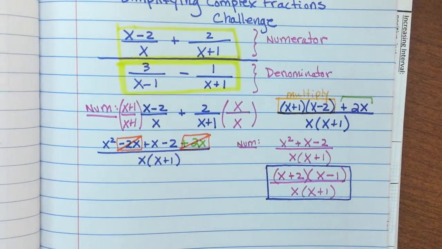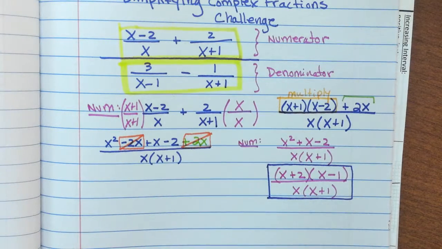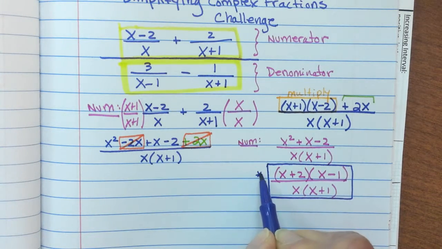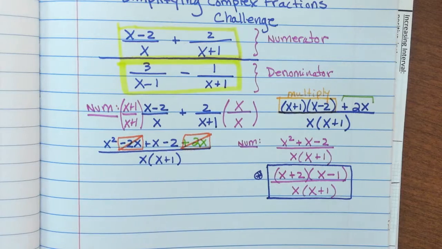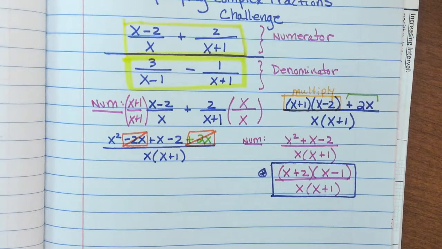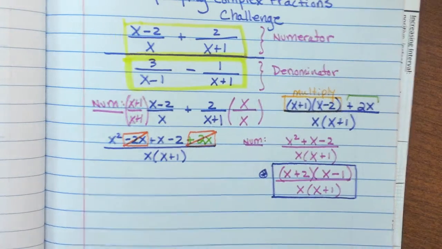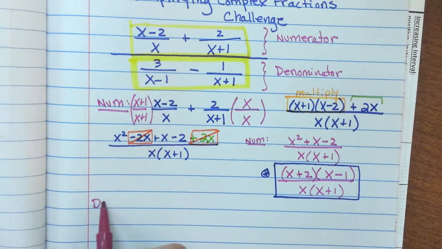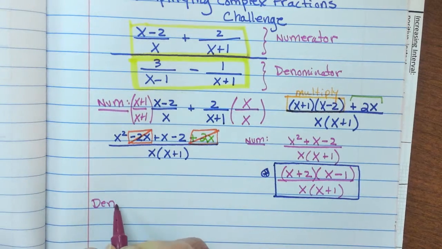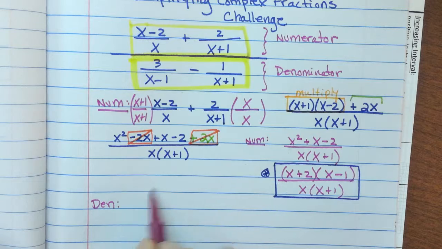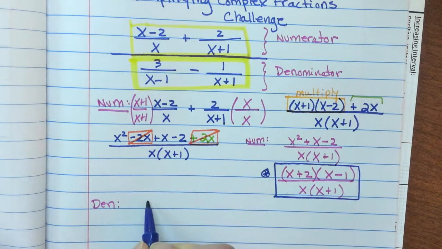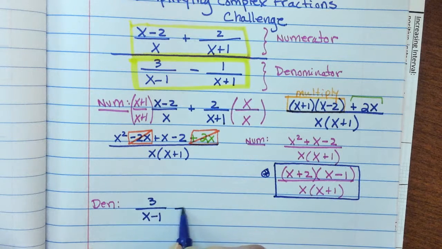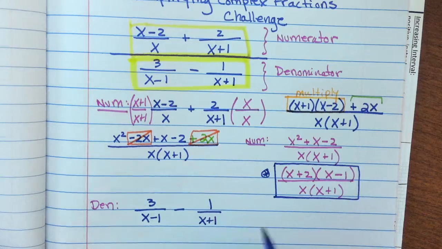Okay, so now I'm going to look at my denominator. I'm marking that because I have to remember to go back to that. So now my denominator is 3 divided by x minus 1 minus 1 over x plus 1.